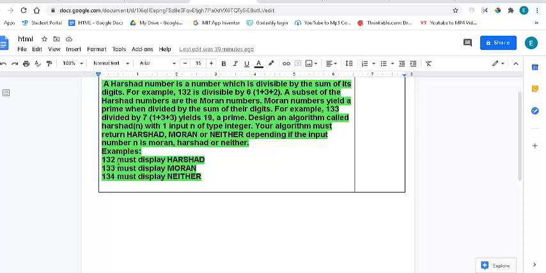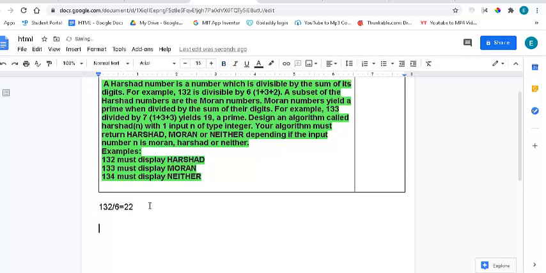For instance, 132. If I divide 132 by the sum of the digits, 1 plus 3 plus 2 is 4 plus 2 is 6. If we divide 132 by 6, we get 22. So we know this is a harshad number. 132 is harshad. But if you look at the 22, because 22 can be divided by 2, this means that 22 is not prime, so it has to be a harshad number, which is here.